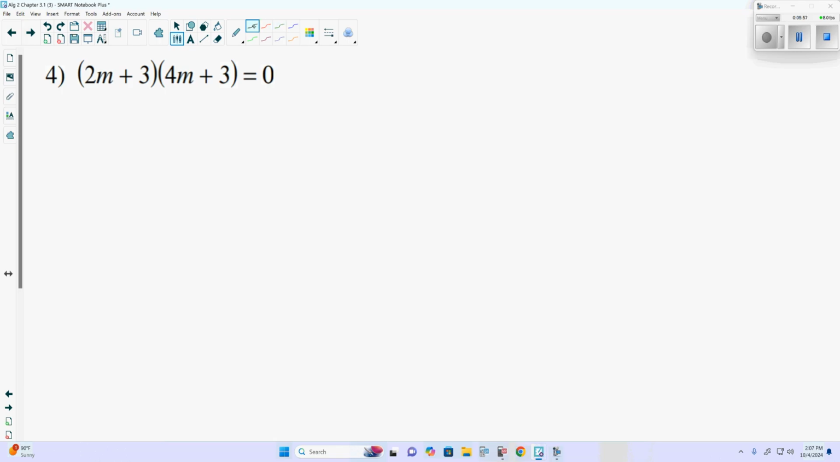Well, this one's kind of nice because we already do have two things multiplied together that equal 0, yes? So that means one of these two must be 0. Either 2m plus 3 is 0 or 4m plus 3 is equal to 0. So we're still on that first page. Yep, found it.